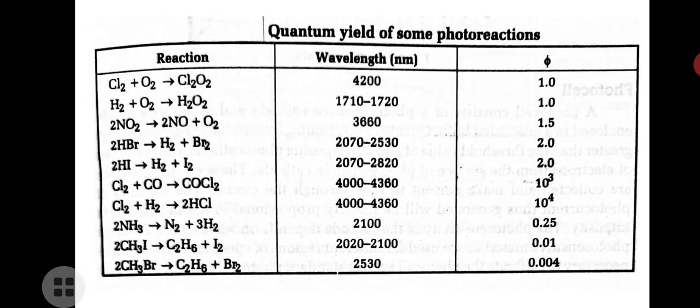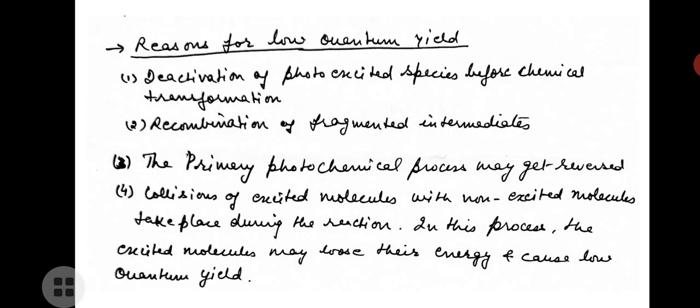Quantum yields of some photochemical reactions are shown in the table. You can see that for some reactions the value of phi is very high and for some reactions the value of phi is very low. Now let us discuss the reasons for low and high quantum yield one by one. So first we'll study the reasons for low quantum yield.